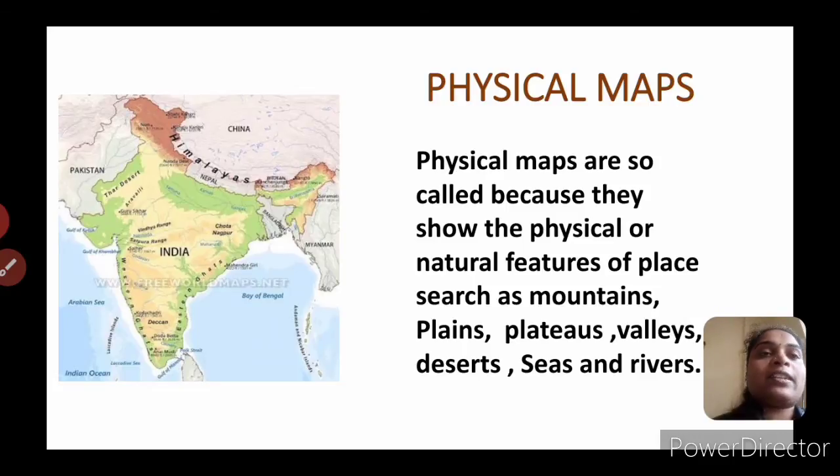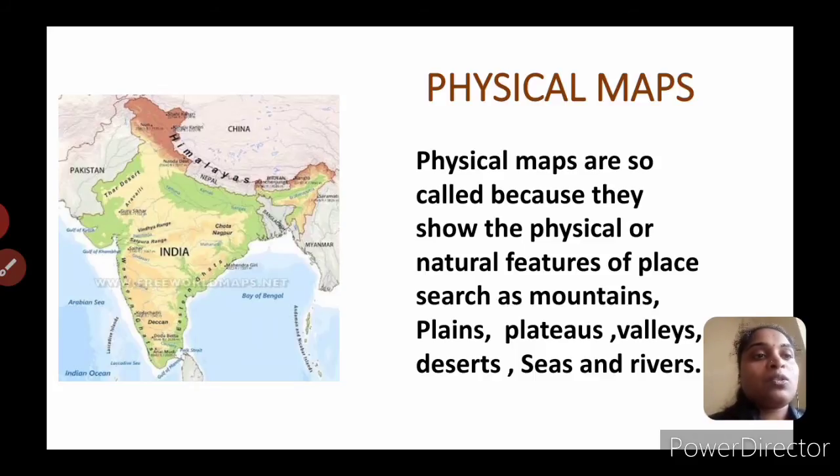Before, in the political maps, we understood the states and their boundaries, roads, etc. But in the physical maps, we are going to understand about the mountains. Where are the mountains located? Where are the plains located? Where are the plateaus located? Where are the valleys, deserts, seas, and rivers? These are all important things we are going to understand from the physical maps. We have to learn about the political maps also, and the physical maps also.